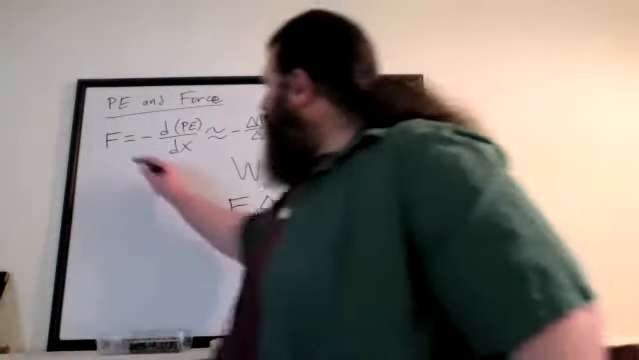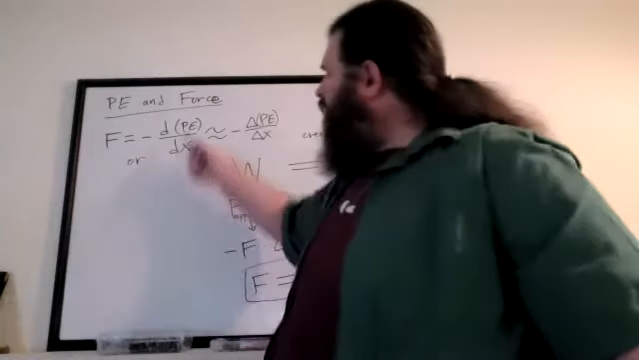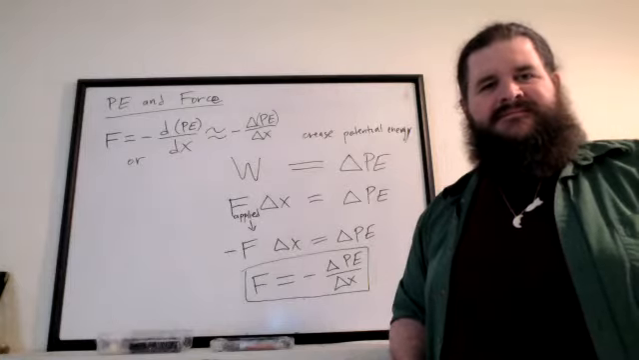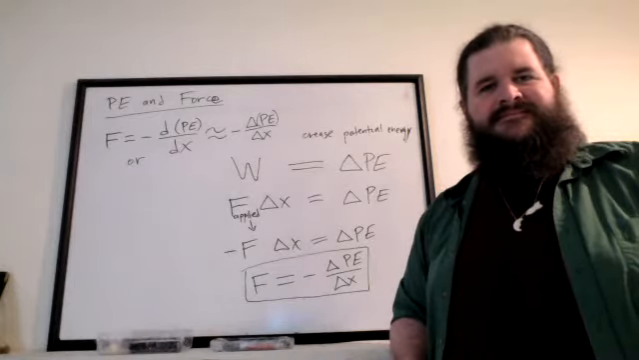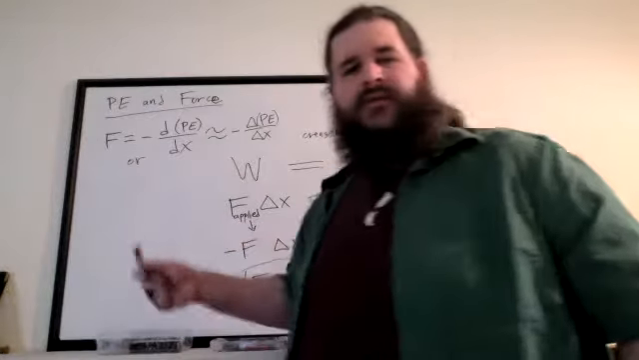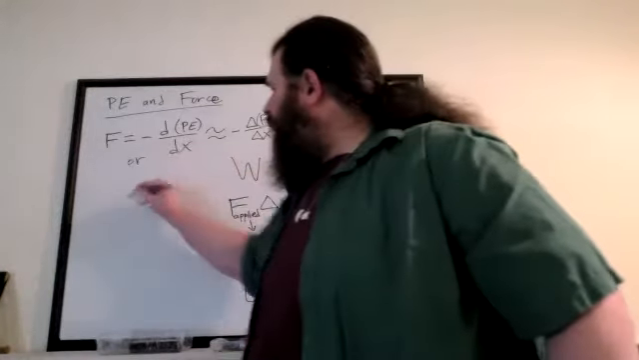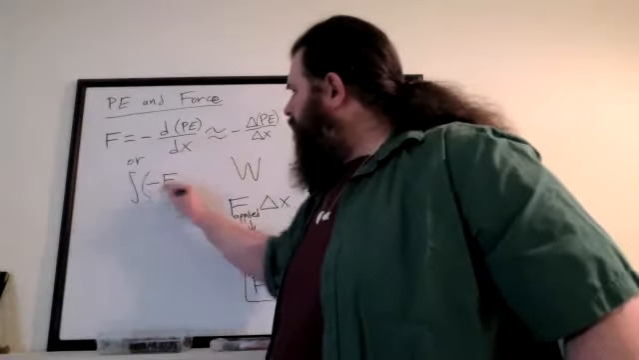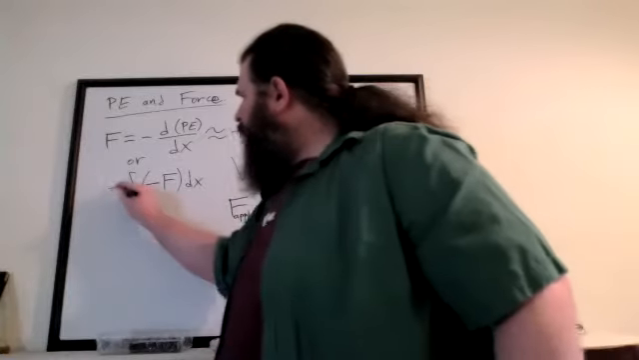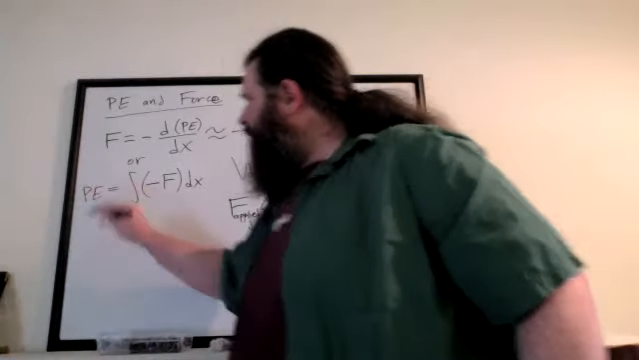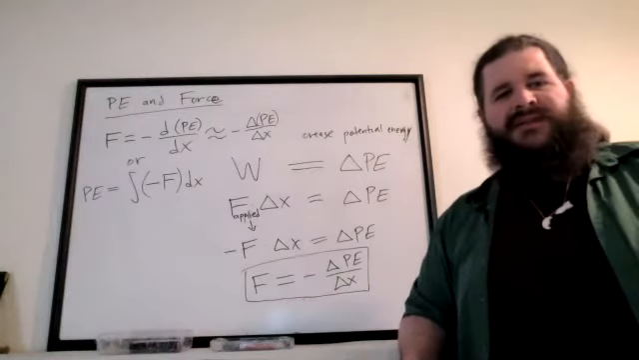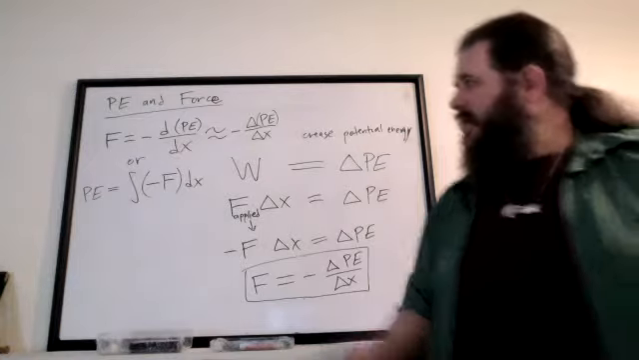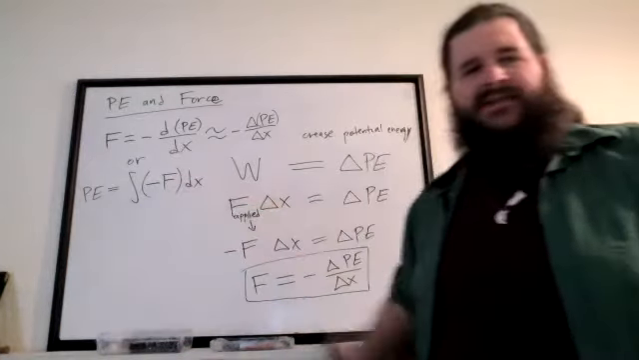And we can also do that a different way. If you want to solve for potential energy, what's the opposite of a derivative? An integral. Yeah, so we could write this in integral format also. If you take the opposite of both sides and then integrate, you get a formula for potential energy. So potential energy can be defined as, in fact, this is really what potential energy is. Potential energy is the integral of negative force dx.